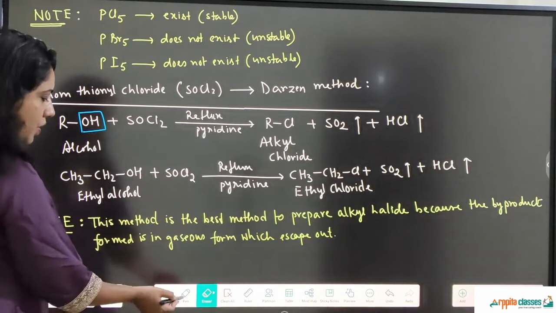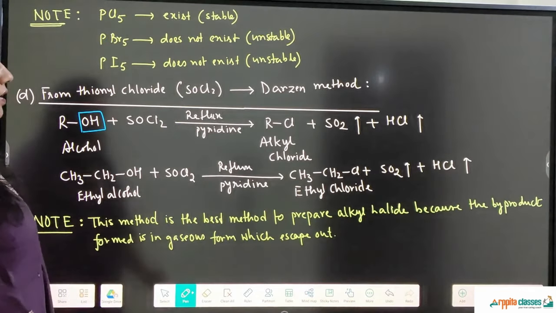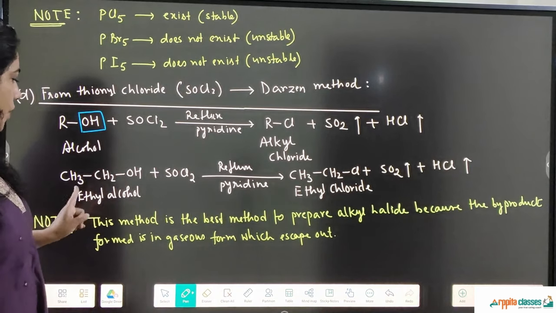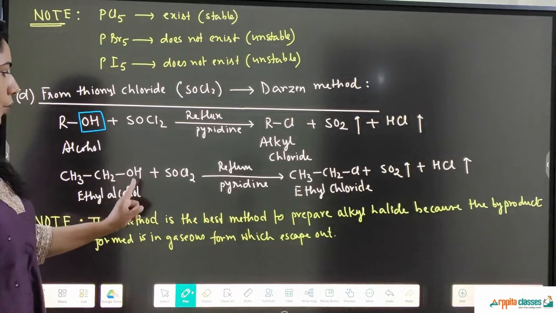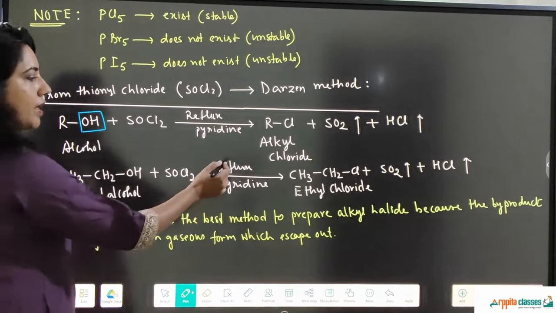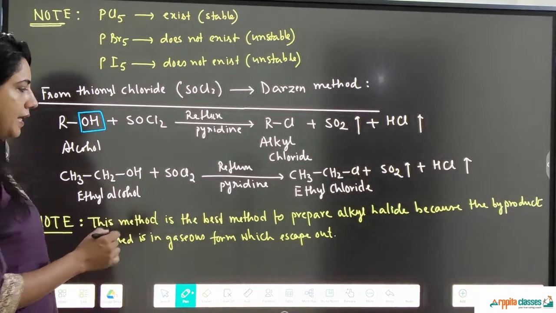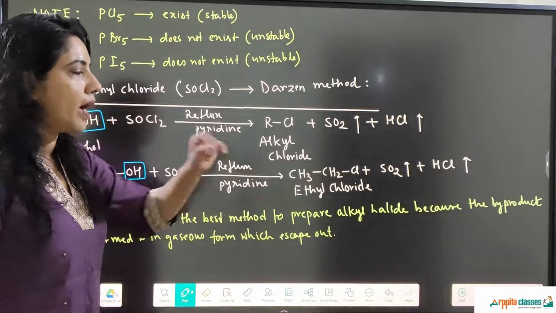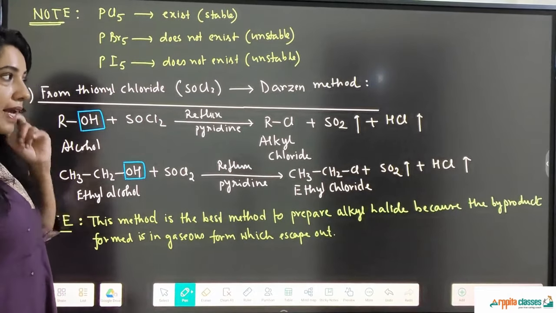Okay, so this method is called Darzens method, and this whole thing you need to remember. So we are taking ethyl alcohol, CH3CH2OH, plus SOCl2. We are refluxing it in presence of pyridine. OH will be substituted by Cl. So we are getting ethyl chloride plus SO2 and HCl.